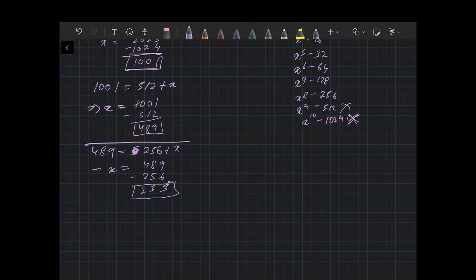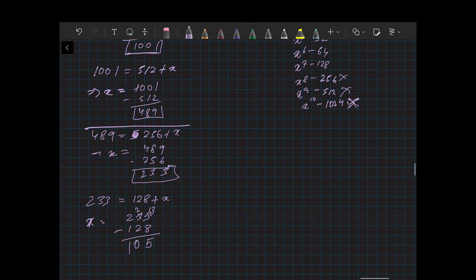Now again we'll have to break down 233 as one of those numbers. So again we use 256. 233 can be written as 128 plus some other term. That term is 233 minus 128, which is 105.